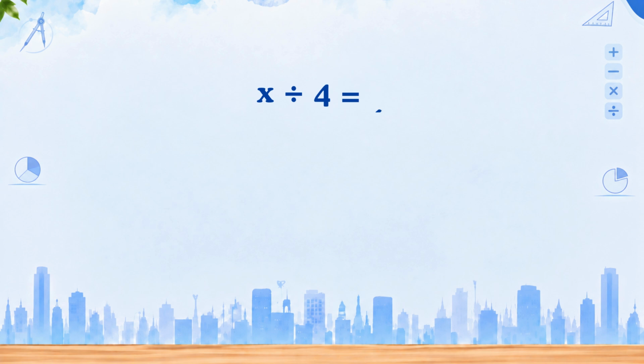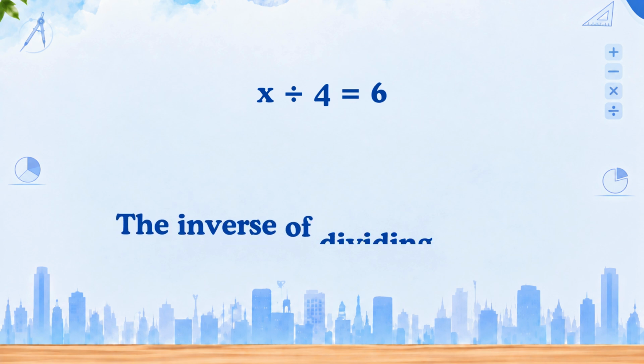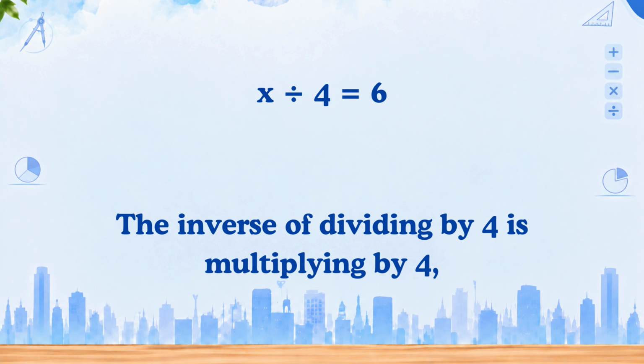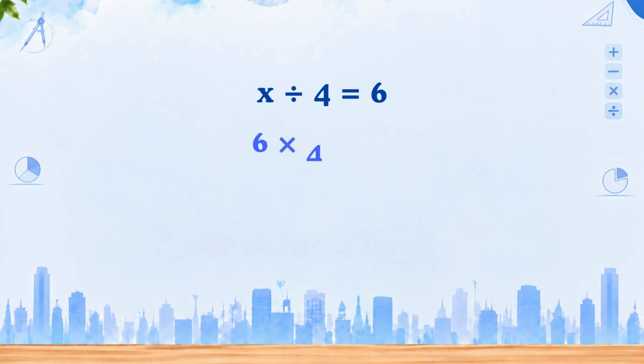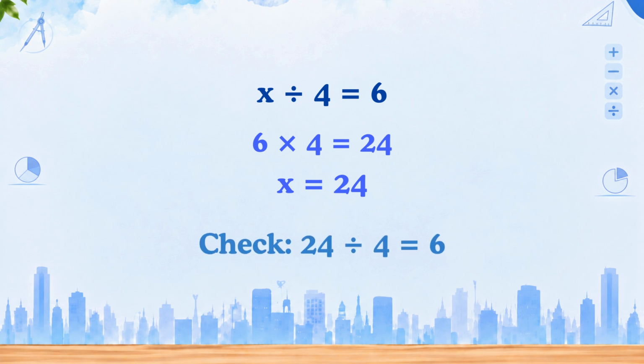Consider x divided by 4 equals 6. The inverse of dividing by 4 is multiplying by 4, so we do 6 times 4, which is 24. Therefore, x equals 24. Check. 24 divided by 4 is 6, so our answer is correct.